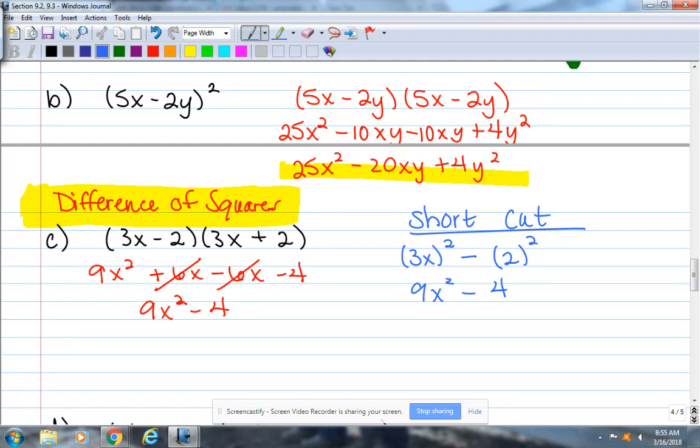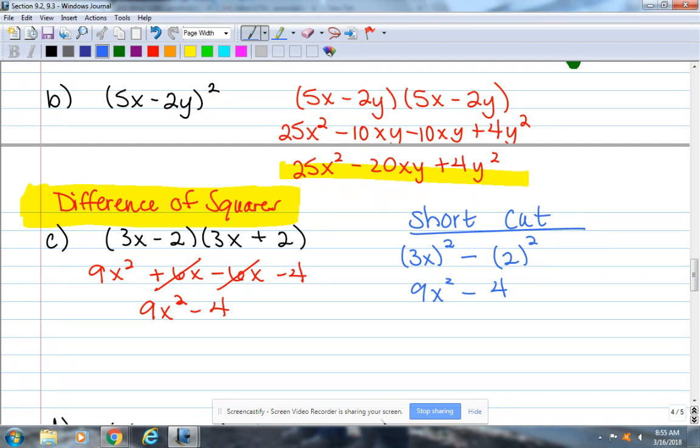Now, what if you forget the shortcut? And the middle cancels out. I'm like, oh man, I should have used the shortcut, right? That's fine. I've had people that have always FOILed it, distributed it, whatever you want to call it. I don't care. As long as I get correct answers, I'm good.